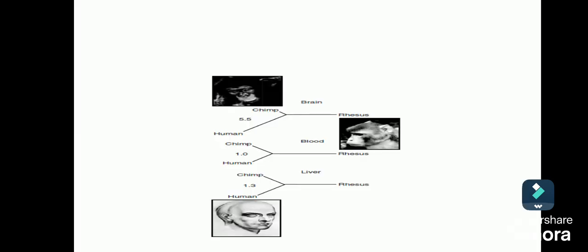Chimp brain, rhesus, human, blood 5.5, chimp 1.0, human, rhesus, and chimp 1.3, human, liver, rhesus.